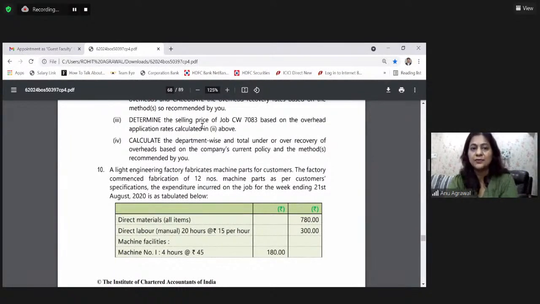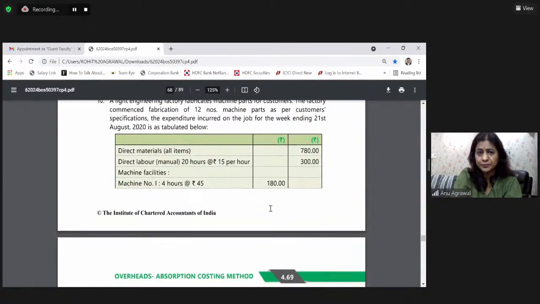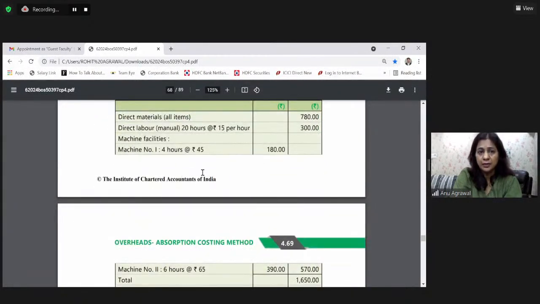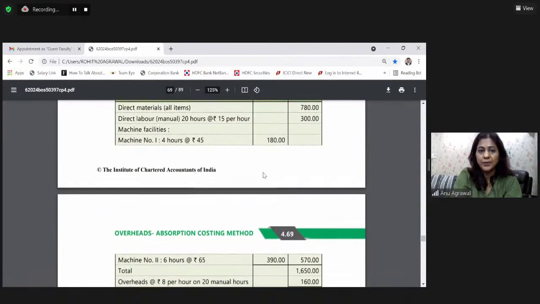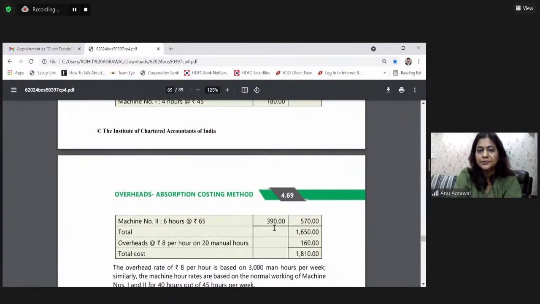The factory commenced fabrication for 12 number machine parts as per customer specification. The expenditure incurred on the job for the week ending 31st August is as follows. So they tell us material is so-and-so, labor is so-and-so. Machine 1, you spend 4 hours, 180 rupees. Machine 2, you have spent 6 hours at the rate of 390. So this is your total cost.